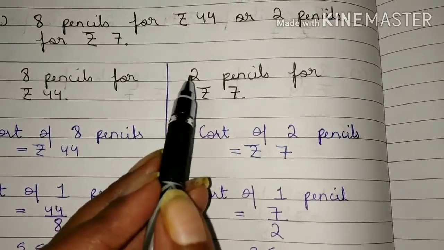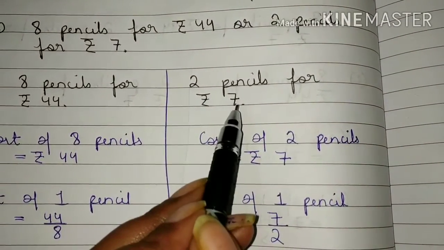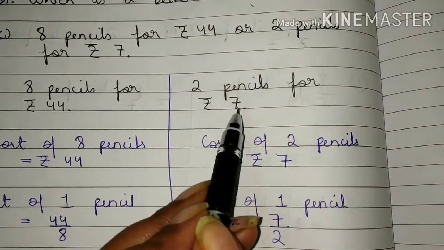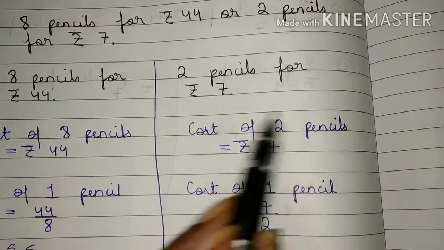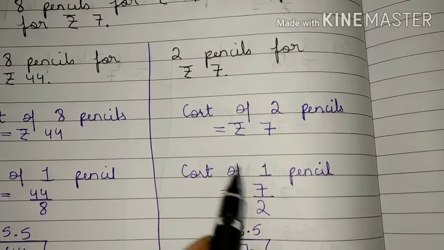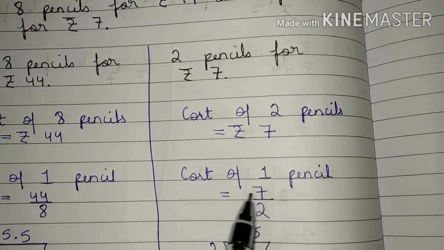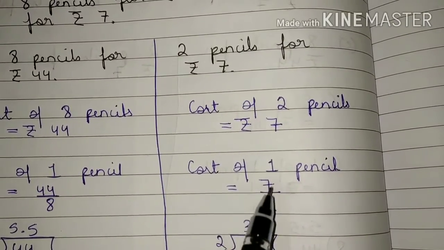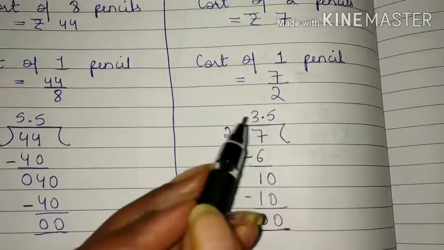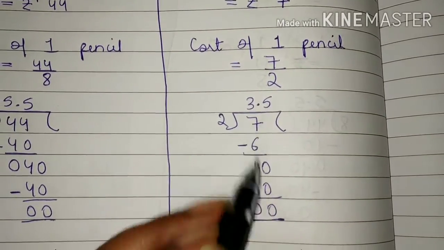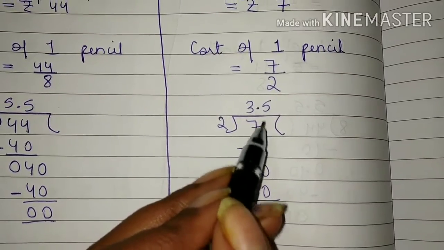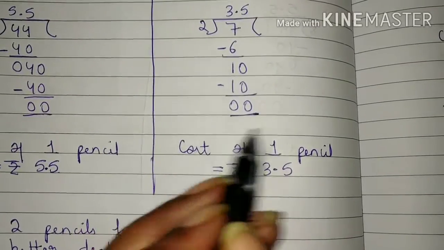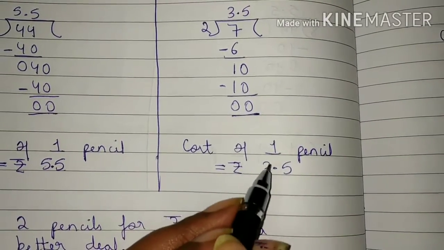Now second deal is 2 pencils for rupees 7. It means cost of 2 pencils is rupees 7. So cost of one pencil is 7 divided by 2. When you divide 7 by 2, you will get answer 3.5. So, cost of one pencil is rupees 3.5.